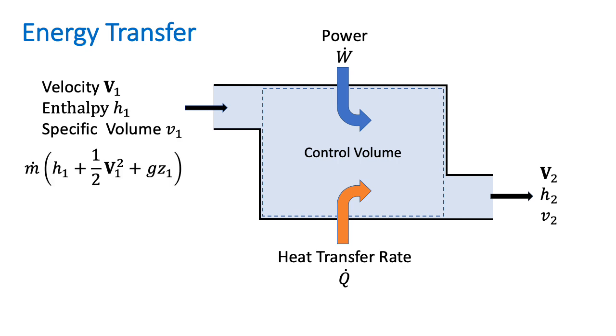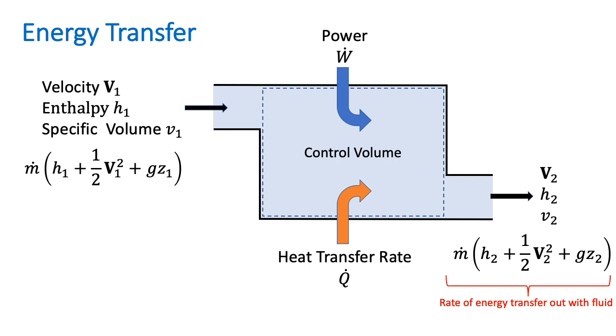We can write the rate at which energy enters along with the fluid. So H1 plus half V1 squared plus g z1 is the rate of energy transfer per unit mass of the fluid. We multiply that by the mass flow rate. So this term gives us the rate of energy transfer with the fluid into the control volume. Similarly, this expression, m dot times H2 plus half V2 squared plus g z2, is the rate of energy transfer out with the fluid.